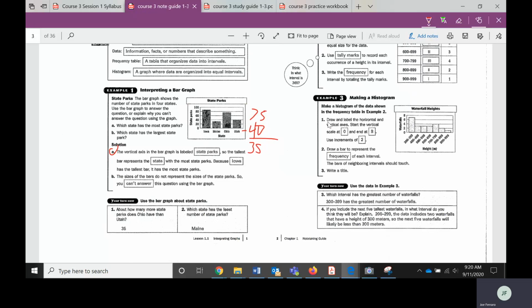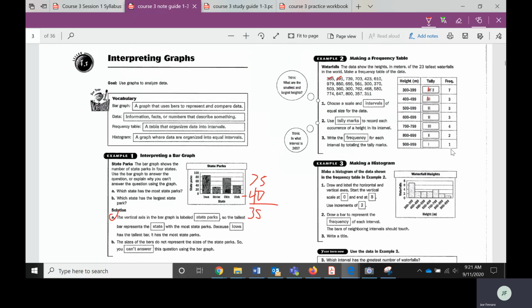Okay, so it says draw and label the horizontal and vertical axis. Start the vertical scale at 0 and end at 8. Use increments of 2. Now this could vary. Your frequencies go from 1 to 7, so you'd start at 0, and you could go 0 to 10 and go up by 1s if you had certain graph paper and you just wanted to show it that way. That's fine. They went 0 to 8 by 2s. It just makes the graph a little shorter, shrinks it down.